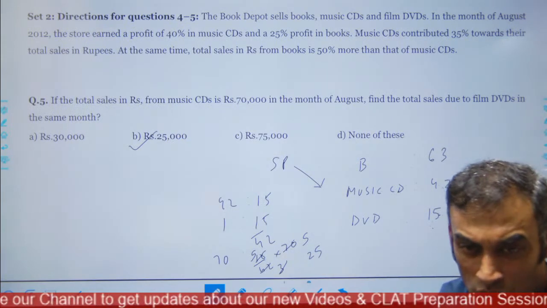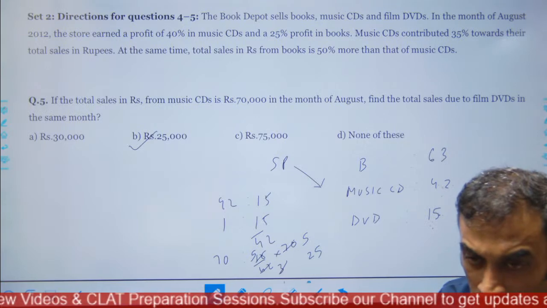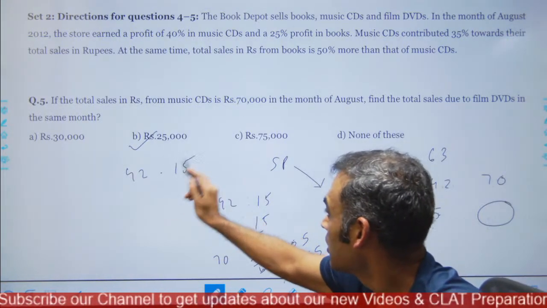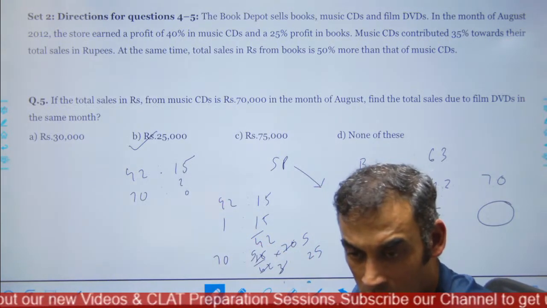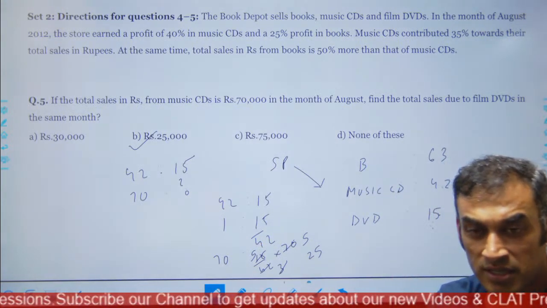Understood? So this was a simple question, just a simple question on ratio and proportion. Alright? So this is 42, this is 15, so when this is 70, how much is this? That was all we had to find here. Okay, understood? Are we clear with this, guys?